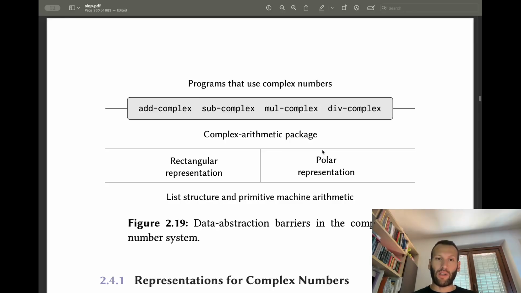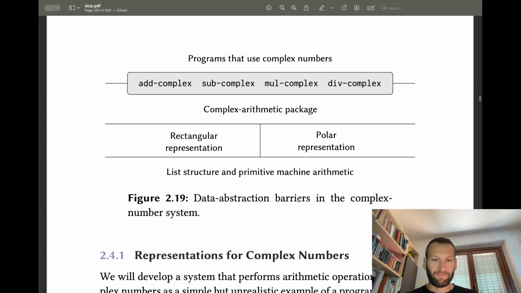Read this figure in the wrong way. The fact is that the abstraction barriers are these and this one. So basically, programs that use complex numbers use a complex arithmetic package that is composed of these main operations. And the complex arithmetic package makes use of two different representations that are the list structure and primitive machine arithmetic.